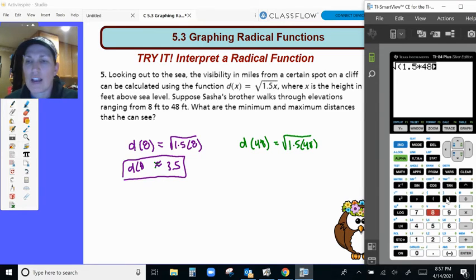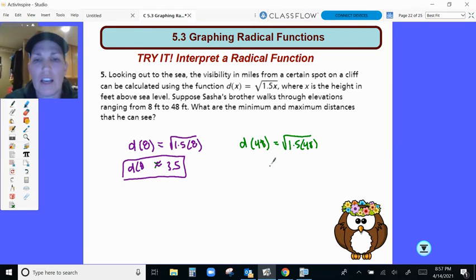So this is an example, you guys, of showing your work. I'm doing the calculator doing the work, but I have it written down right here. Okay. So even though I'm putting it in the calculator, I know what's happening right here. Okay. So this is about 8.5. So the distance at 48 feet is about 8.5.